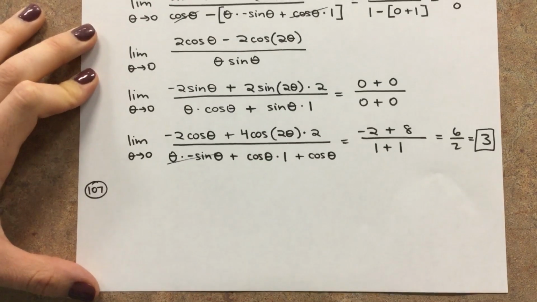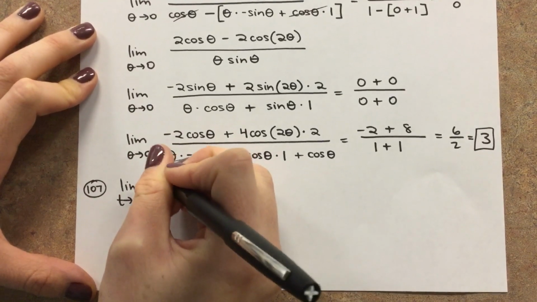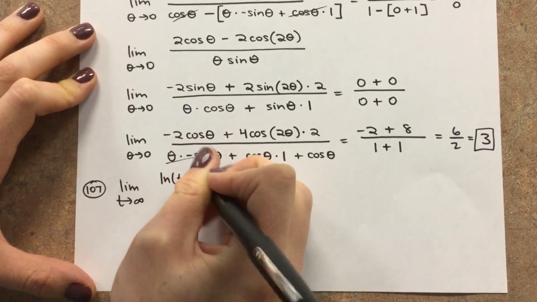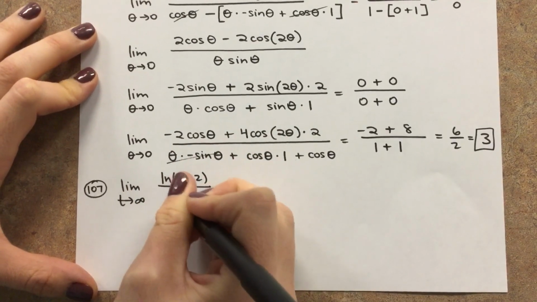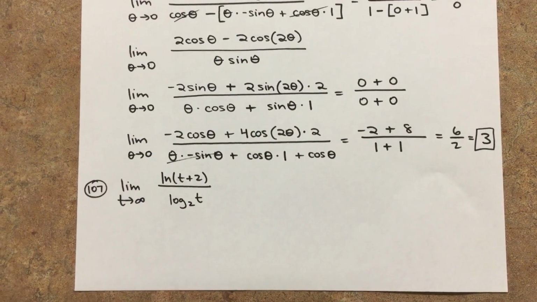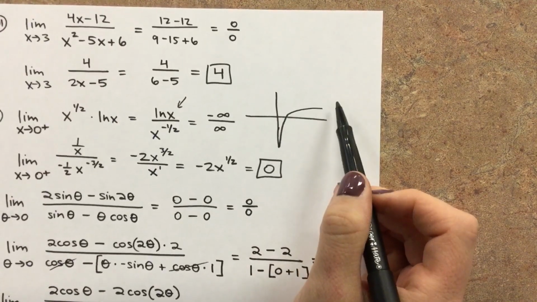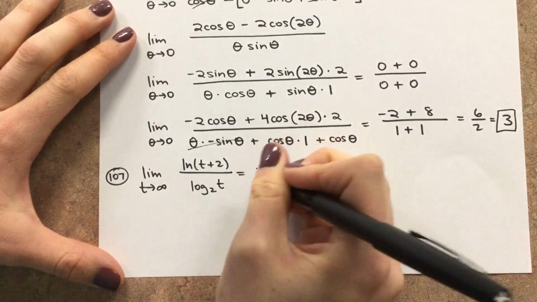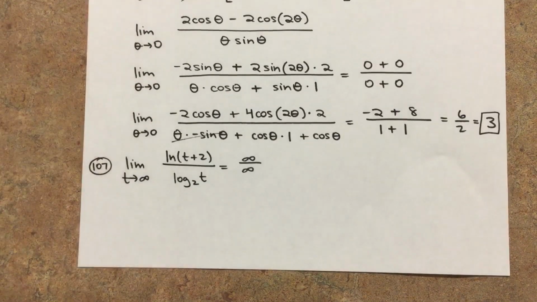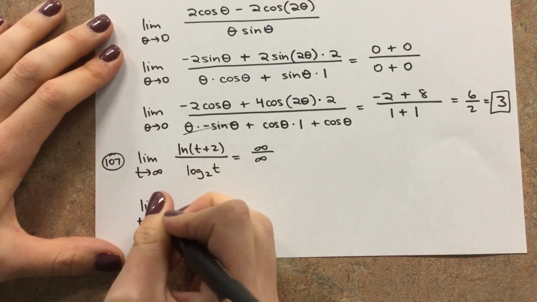All right, 107. The limit as t approaches infinity of the natural log of t plus 2 over log base 2 of t. So infinity, when we're looking at these natural log functions, they look like this, and they grow very, very slowly, but they both do eventually approach infinity. So this one just keeps going up, this one just keeps going up. So that's another version of the indeterminate form, which is infinity over infinity. So I do L'Hopital's rule. I take the derivative, top and bottom.